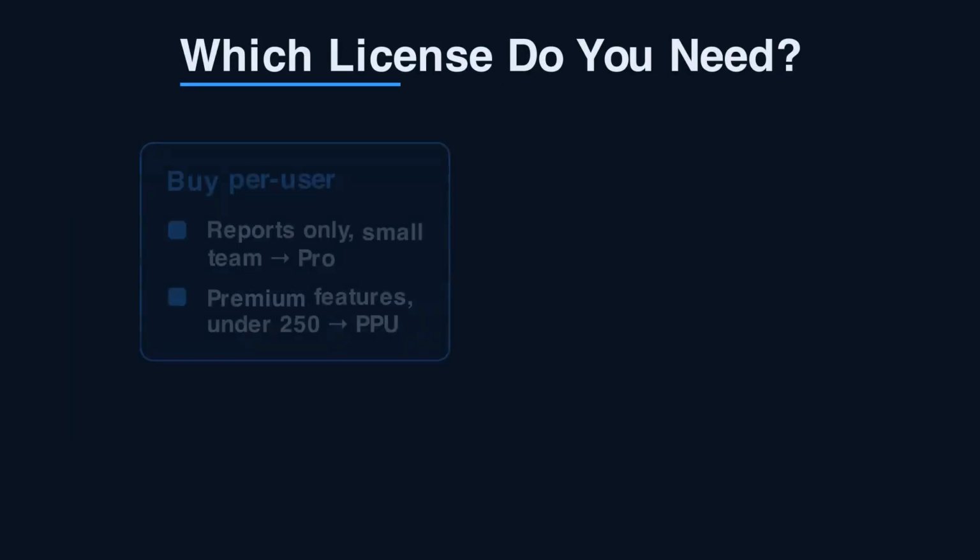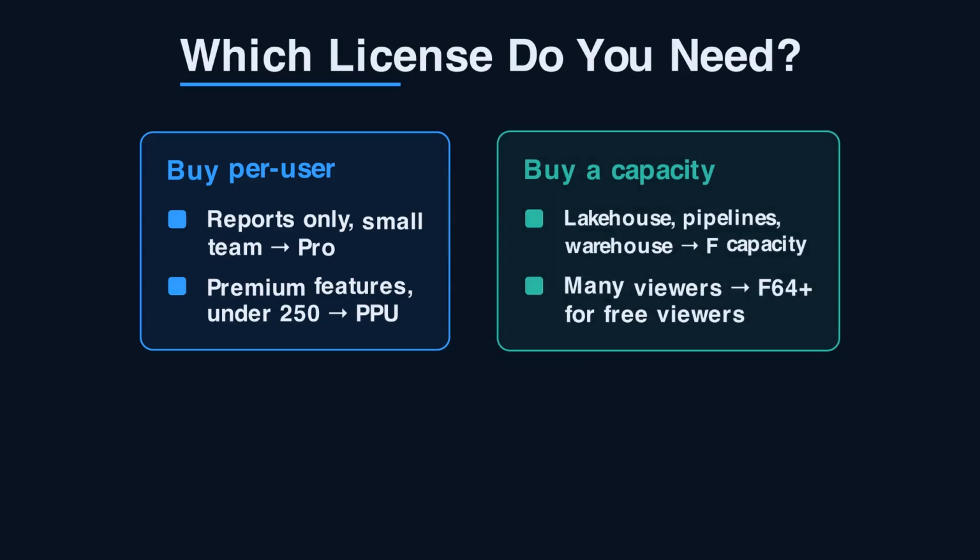So here is the simple rule. If you only build reports and dashboards for a small team, buy Pro seats, and add PPU if you need premium features for under 250 people. The moment you need more than Power BI, lakehouses, pipelines, notebooks, or a warehouse, you need a Fabric capacity. And if you have many viewers, size that capacity at F64 or above so they can view for free.